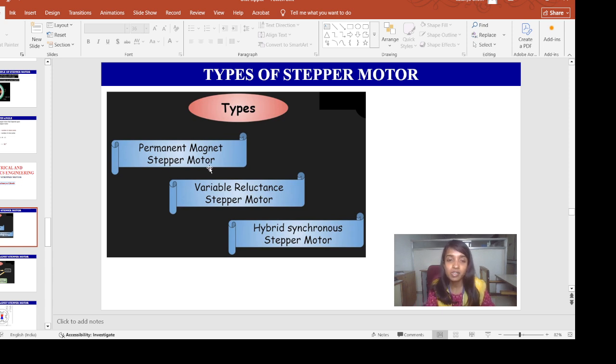One is permanent magnet stepper motor, next is variable reluctance stepper motor, third one is hybrid synchronous stepper motor. In the permanent magnet stepper motor, we are using a permanent magnet as a rotor. In variable reluctance stepper motor, we are using a ferromagnetic material like a soft iron material as a rotor. And the hybrid synchronous stepper motor can be constructed by using both of these stepper motors. So here in this lecture, we will mainly see the permanent magnet stepper motor and variable reluctance stepper motor.